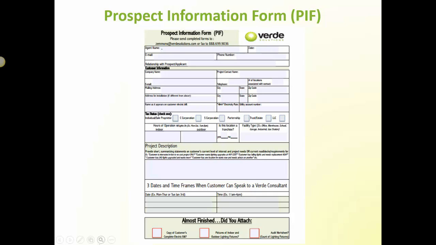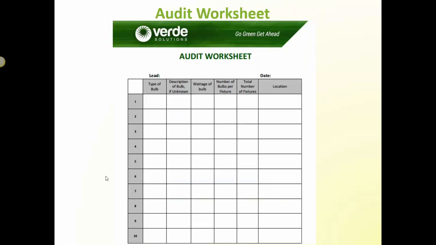And then some dates and times when the customer can speak to a Verde consultant or have us come out and visit them. Here's your audit worksheet. So again, type of bulb, the description of the bulb if it's unknown, picture is the best, wattage of the bulb, and then the number of bulbs per fixture, number of fixtures, and some idea of location.